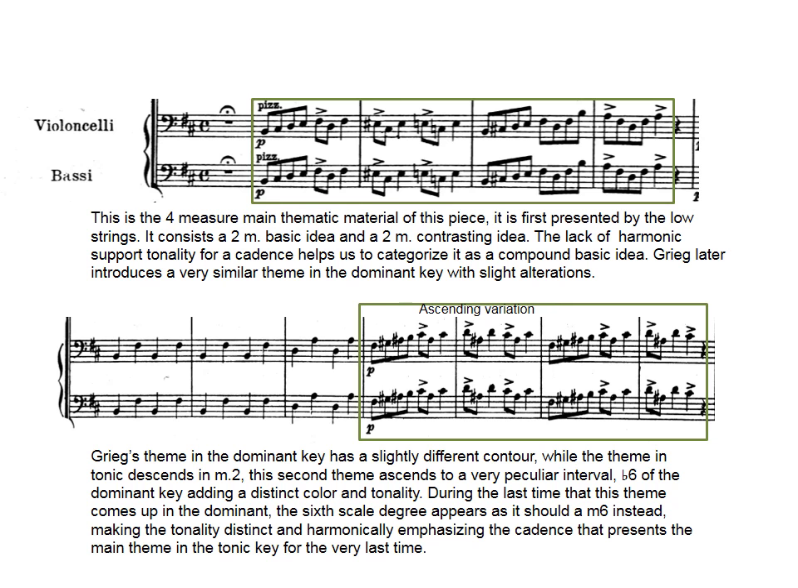One of the differences is the contour of the line. The very first one, like you heard in the previous slide, was descending chromatically, and this one ascends to a very peculiar interval, which is a flat 6. That interval right there. You can also notice that unlike the very first compound basic idea from the beginning, which has scale degrees 1, 2, 3, 4, and 5 in a minor key, this one in the dominant key has 1, 2, 3, 4, 5 in the major key.